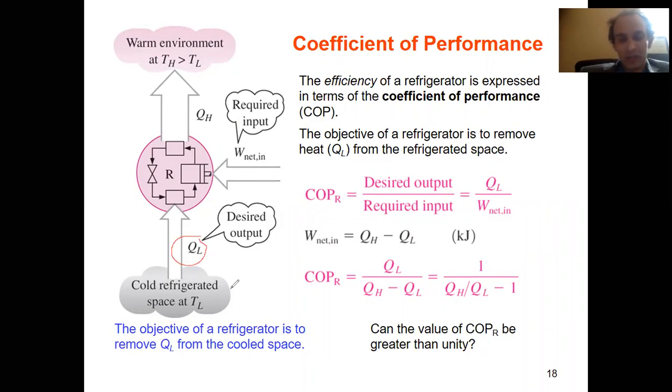What do you require? As you know from the second law, you require some work input. Your fridge should be connected to a power source. So you require this. That was your desire, that is what you required. And now you know that what is required cannot be zero. So your coefficient of performance is finite. It cannot go to infinity, desired over required.